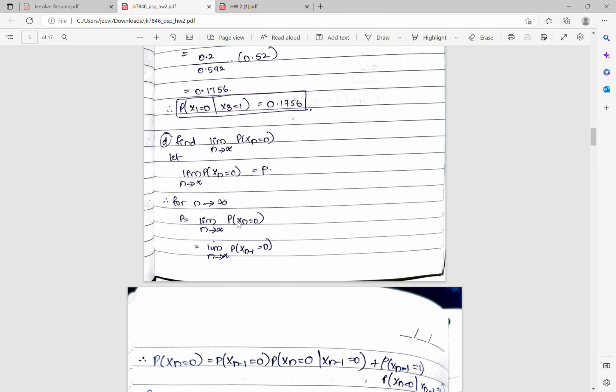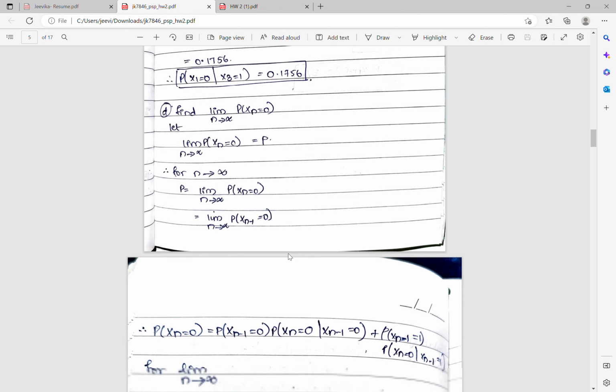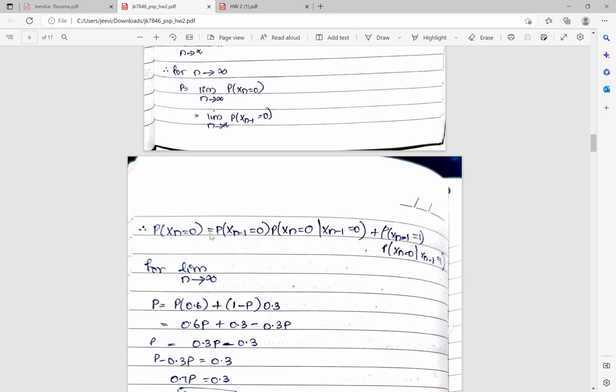Now we know for infinite numbers in mathematics, if p of n is equal to 0, then p of n minus 1 will also be equal to 0. Therefore, for p of n we write it as p of xn-1 = 0 into p of xn = 0 given xn-1 = 0, plus p of xn-1 = 1 into p of xn = 0 given xn-1 = 1.